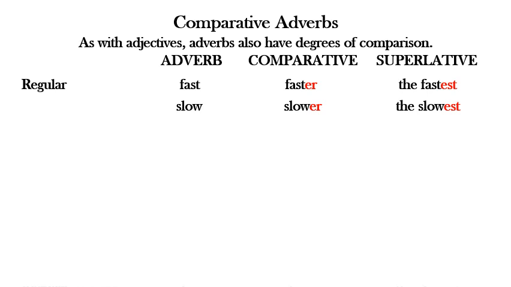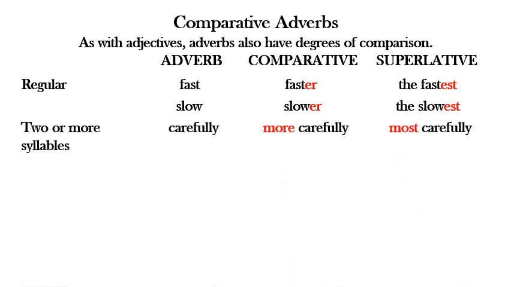Absolutely standard. Then, two or more syllables. Same as is the case with the adjectives. Carefully, okay, more carefully, and most carefully, just like that. Also, cunningly, more cunningly, and most cunningly. Right? Perfectly straightforward, I think.